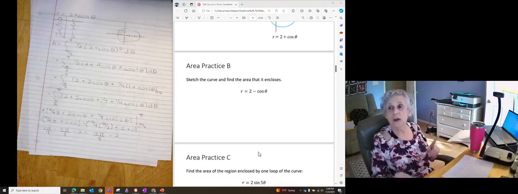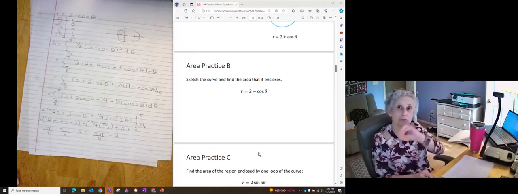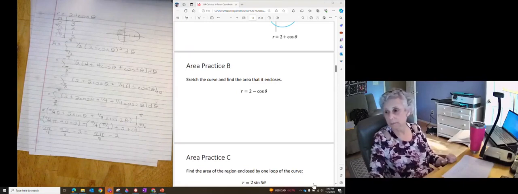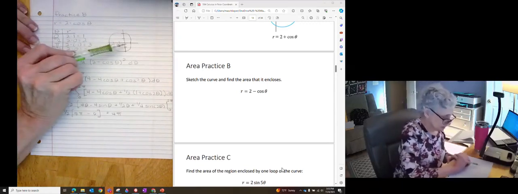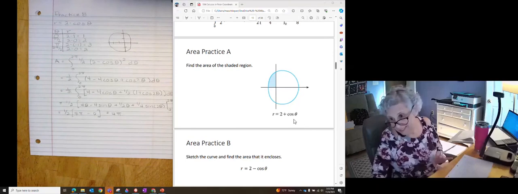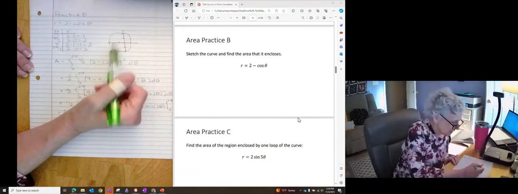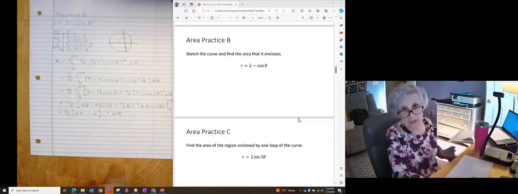So now this one, you have to sketch it and figure it out yourself. Sketch the curve and find the area it encloses. You need to figure out how long the period is to draw that curve so you'll know what the limits of integration are. This one was a lot like the last one, except it was 2 minus cosine theta instead of 2 plus cosine theta. So it was the area of the whole thing. It took from 0 to pi to integrate it, and we end up with just 4 pi.